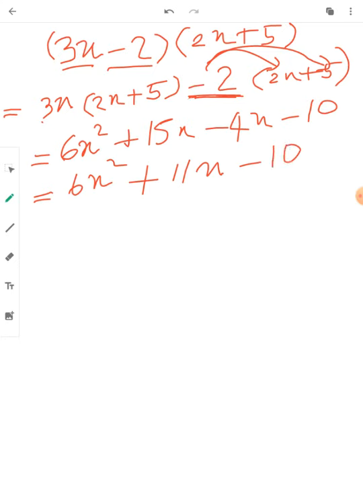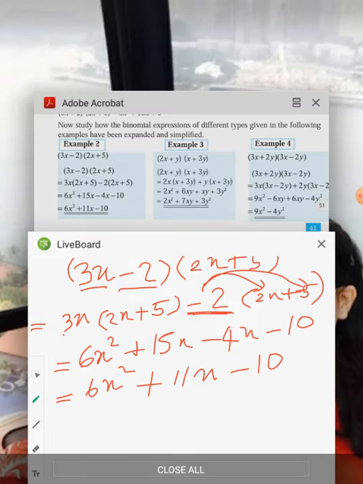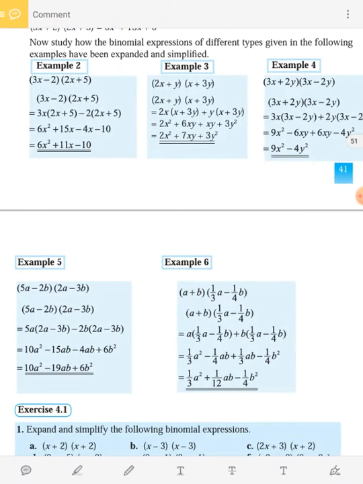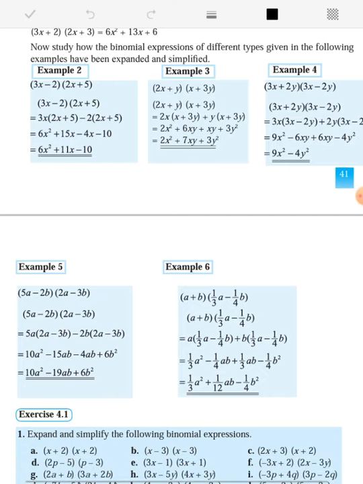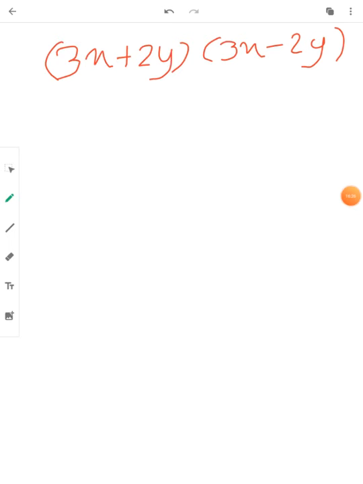Let's check your example. Yeah, 6x squared plus 11x minus 10. So shall we try example number 4? Okay, this is one of the special cases. So I will give you a shortcut. I will teach you a shortcut.